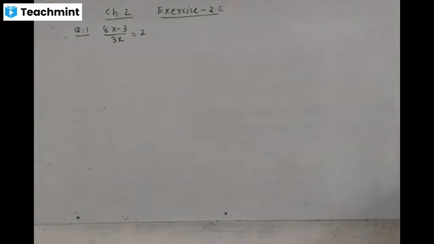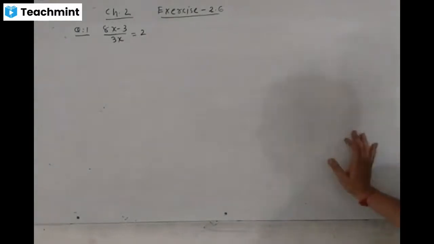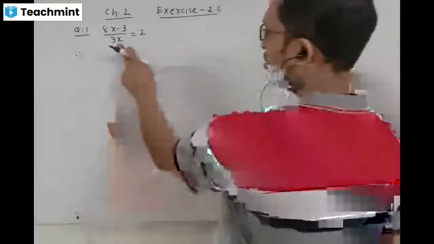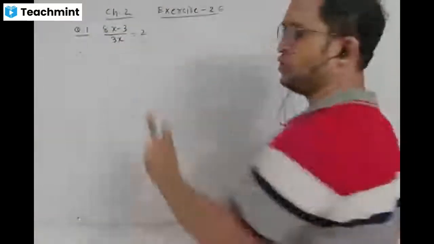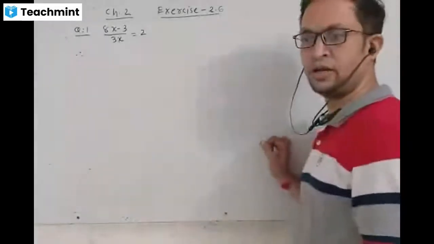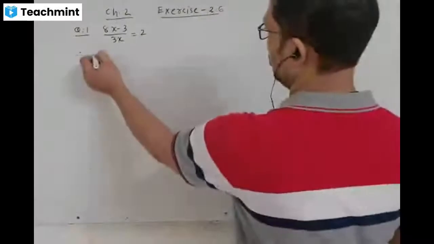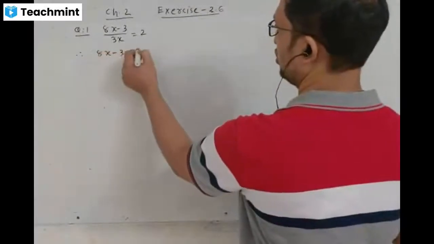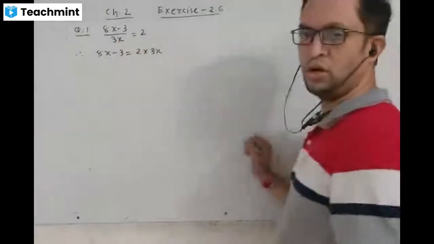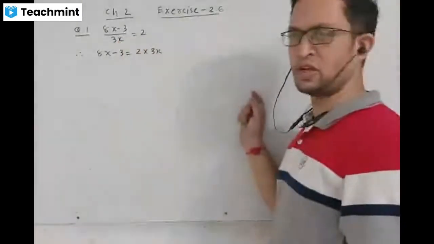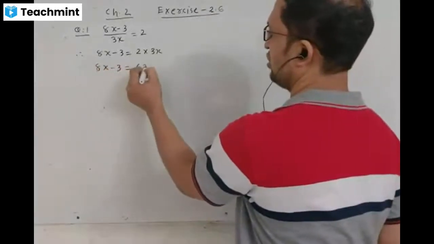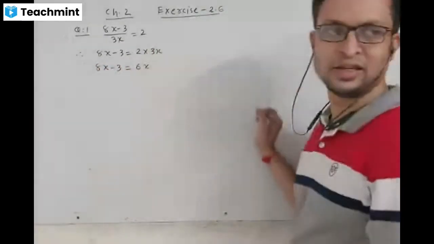Solve the following equation. Exercise 2.6, question number 1. Here (8x minus 3) divided by 3x is equal to 2. Here 3x multiplied by 2. The 3x is in denominator form, convert to the right side, where it is in multiplication form. Therefore 8x minus 3 is equal to 3 times 2x, that is 6x.